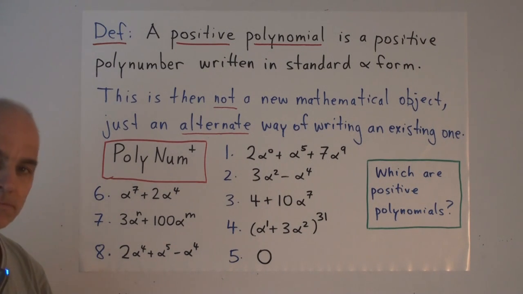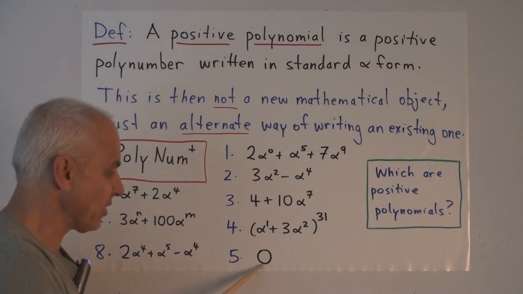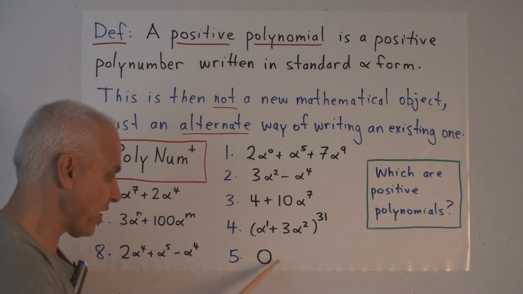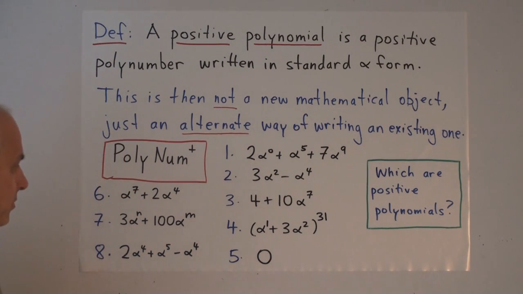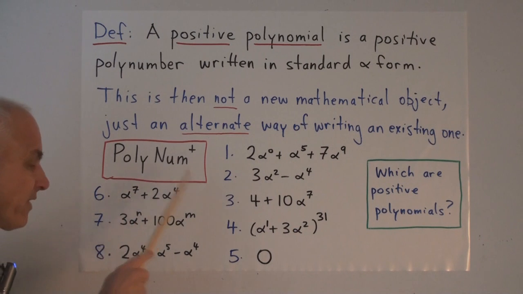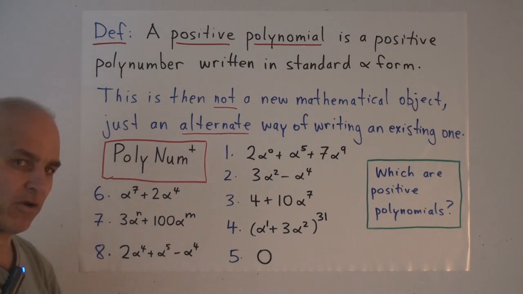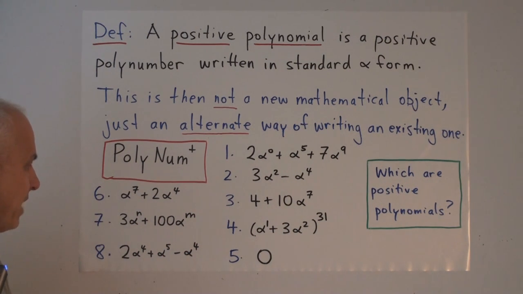What's wrong with 0? Well, we agree that 0 is going to be written 0 times alpha to the 0, because it's level 0, so it should have an alpha to the 0 in front of it. How about this one? Alpha to the 7 plus 2 alpha to the 4. It's not in the standard form. The powers of alpha have to be increasing. Alpha to the n, alpha to the m, these are variable things. They're not powers of alpha in the sense that we're talking about. They've got to be natural numbers up here.